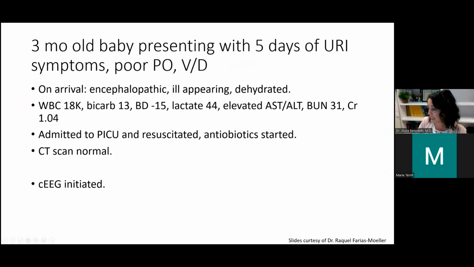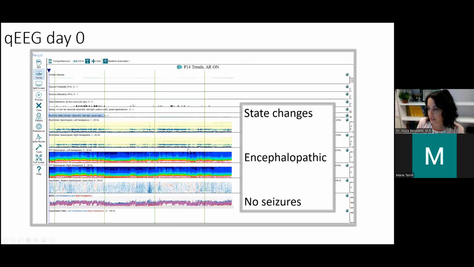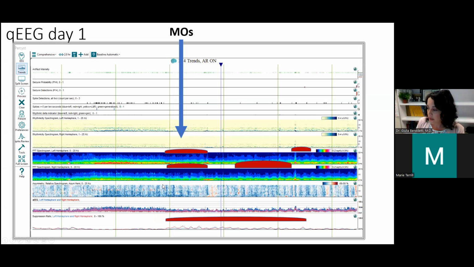This was a case sent to me by Dr. Raquel Ferris-Moeller at Medical College of Wisconsin, a 3-month-old with 5 days of upper respiratory symptoms, severe dehydration, and encephalopathy. EEG was initiated, and her initial quantitative EEG showed encephalopathy, but there's some state changes, no seizures. On day 1, Dr. Ferris-Moeller started to notice these oscillations and was wondering, what are these? And they are macroperiodic oscillations.